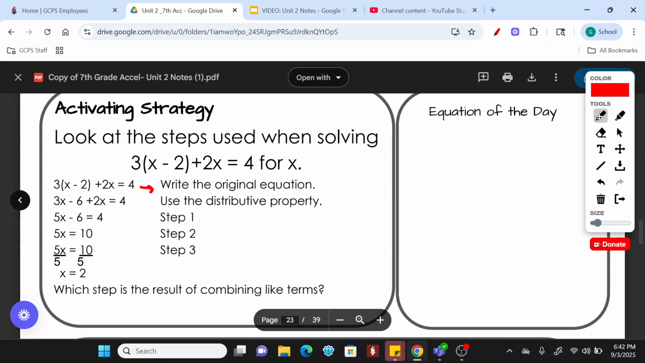So now, how did they get from distributive property to here? What did they do? What's missing? How did they get it? Step one was combine like terms. As you can see, 3x and 2x, when you add them together, you get a 5x.